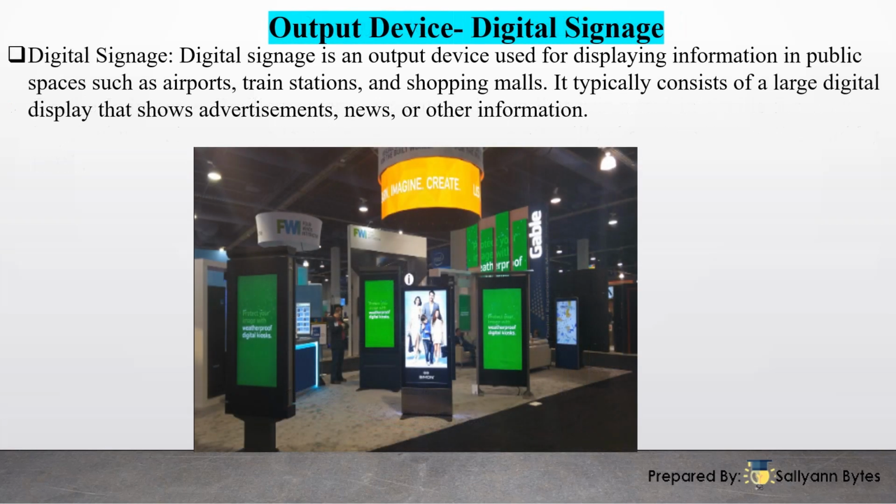The next output device is the digital signage. Digital signage is an output device used for displaying information in public spaces such as airports, train stations, and shopping malls. It typically consists of a large digital display that shows advertisements, news, or other information. I hope you have a clear understanding of the output devices.